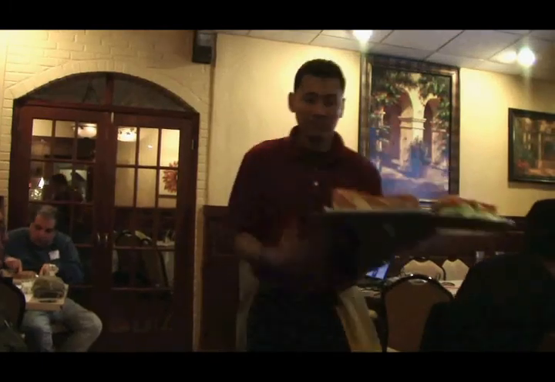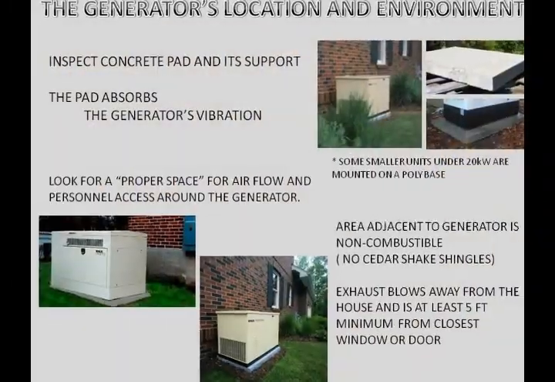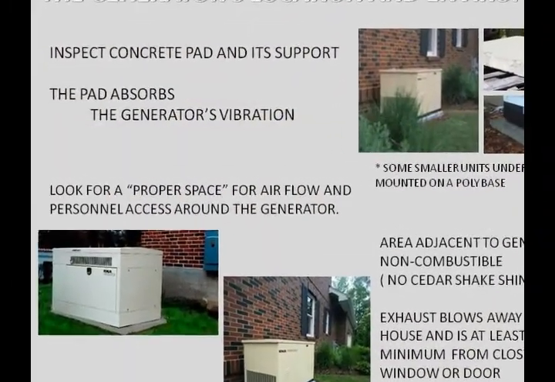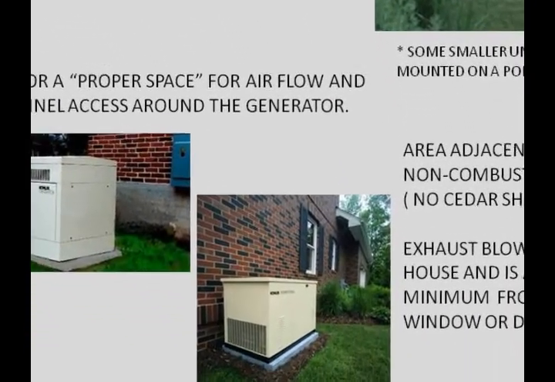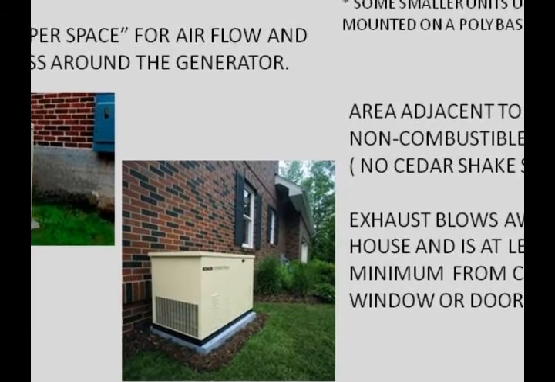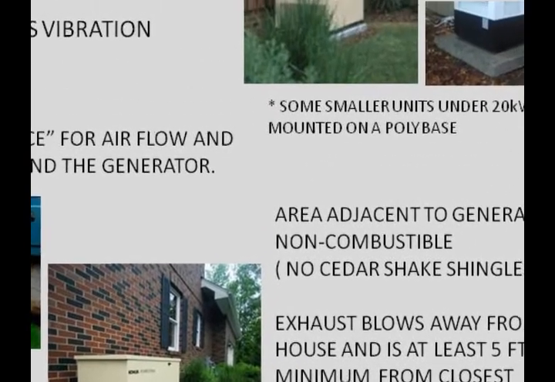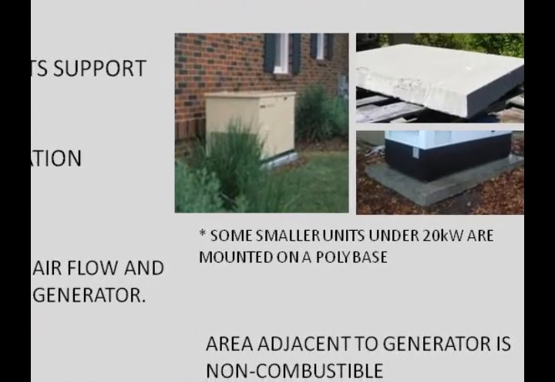Okay. Generator location and environment. All right. Here we have a Kohler machine. It's on a concrete pad. This is another Kohler machine. This is on a poly pad. This is another machine on a poly pad. Here's a concrete pad. Here's another concrete pad. At the end of the day, the pad absorbs the generator vibration. Look for proper space and airflow around the set. Some smaller units come on poly pads.